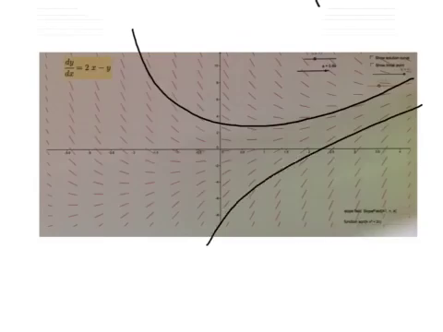Another possible solution would go somewhere like that. So we can tell what the solution curve looks like without actually being able to find the solution. Okay, so that's just an overview of what slope fields are and how they come into play with this chapter.